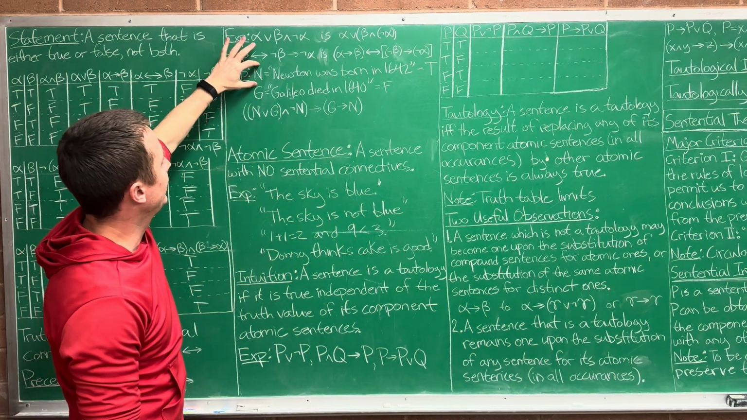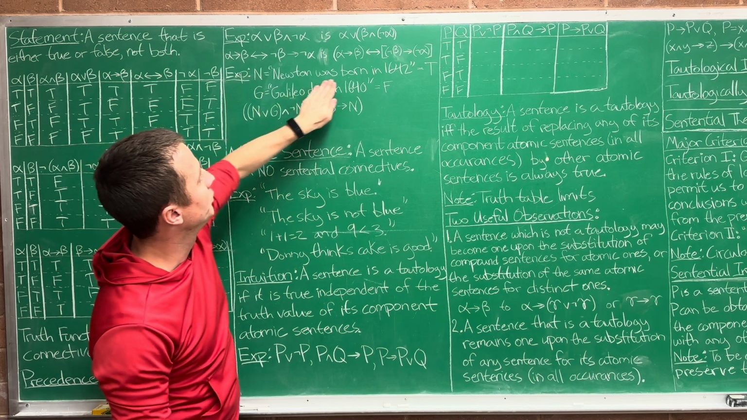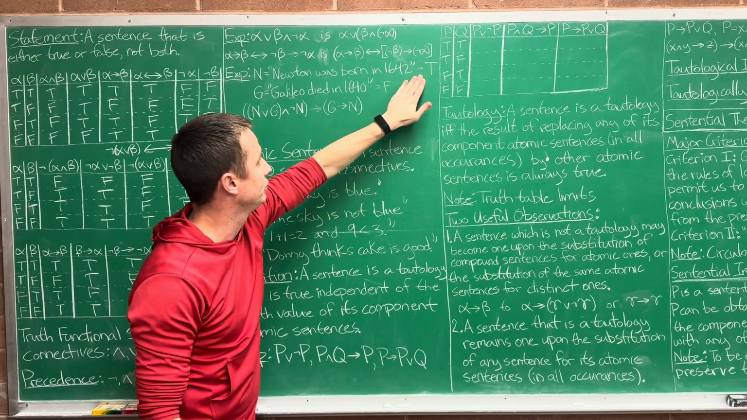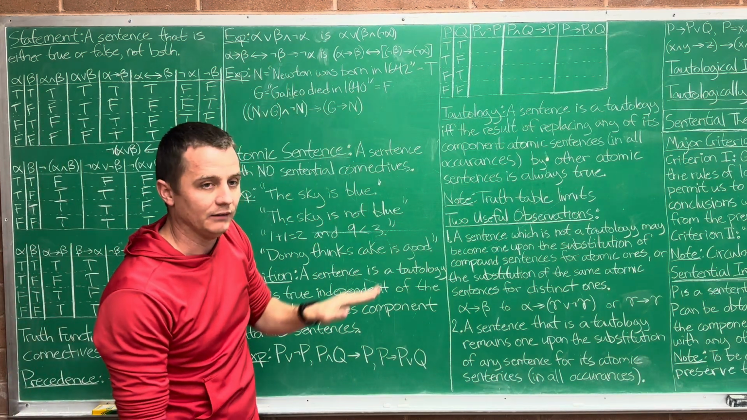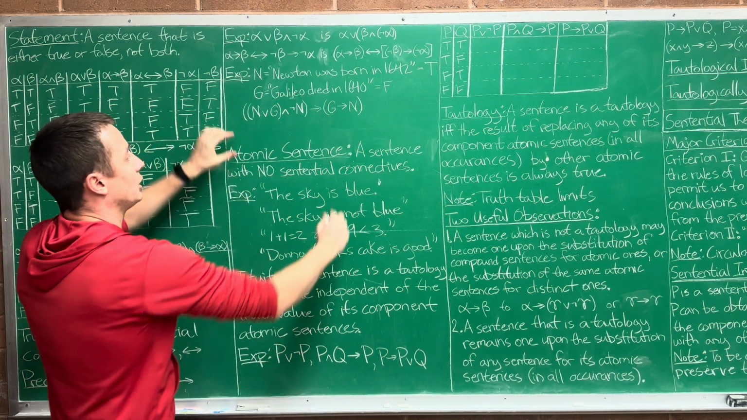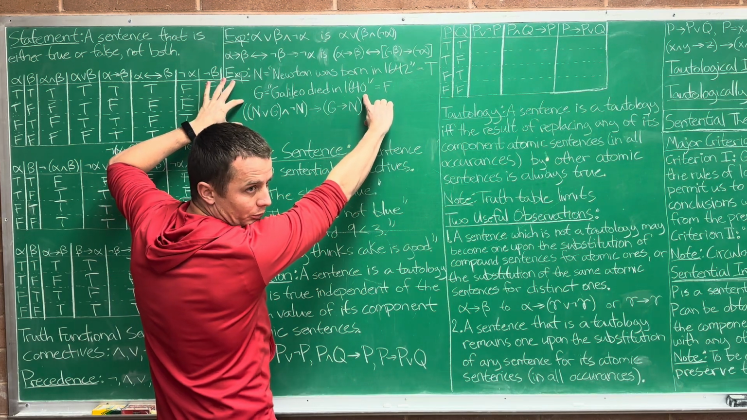So I gave two sentences here. The first sentence, N, Newton was born in 1642. That happens to be true. Our second sentence, G, is going to be Galileo died in 1640. That's a false sentence. So now we're going to evaluate this expression and determine if it's true or false.